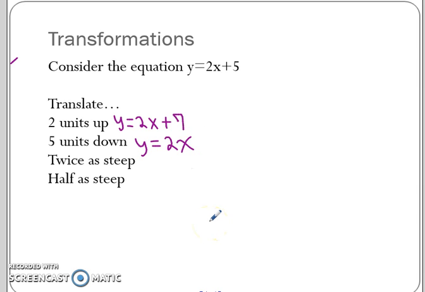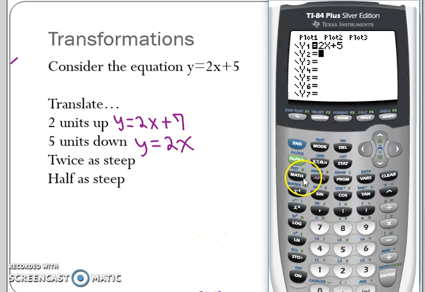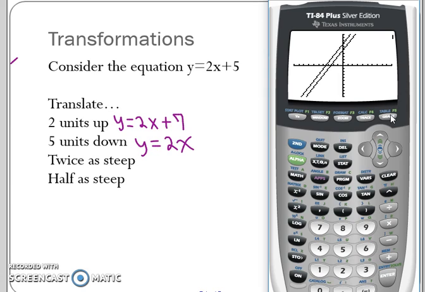So let's try this on the graphing calculator. So here we can do 2x plus 7. And then press enter. Let's do just 2x. And then let's graph everything. So you can see it's going up and then going down from the original graph.